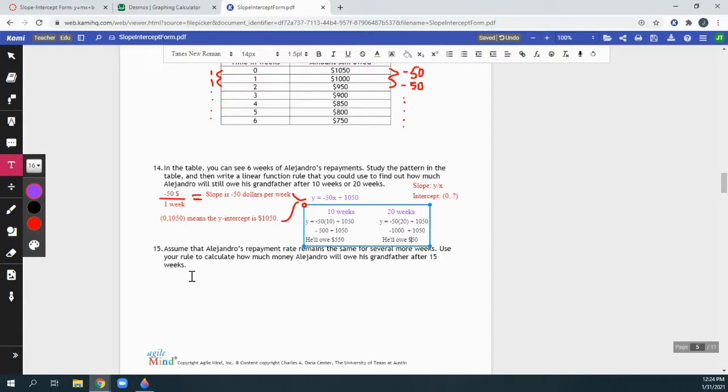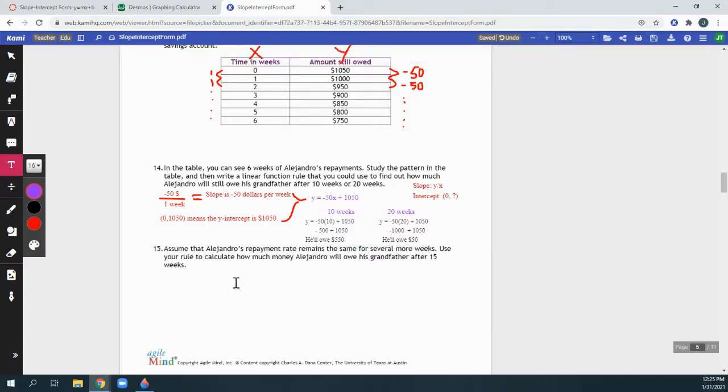Okay, we're going to assume that the rate remains the same. Use your rule to calculate how much money Alejandro will owe his grandfather after 15 weeks. 15 weeks. Okay, notice 6 weeks, 15. It'll be somewhere between these. So it'll be in the $200 to $300 range, right? Okay, so let's find out. Actually, I think it will be $300. You can figure that out right here if you want to be fancy, but we're going to use our formula.